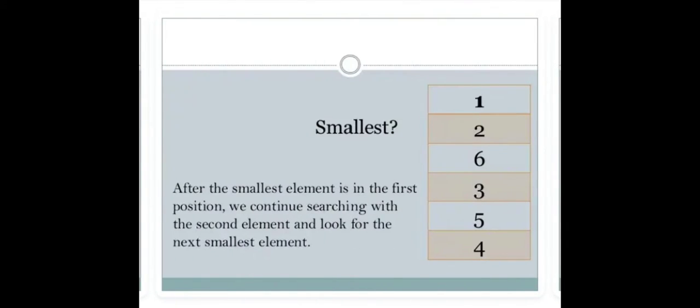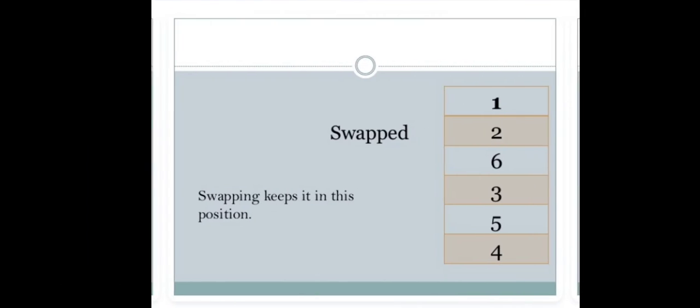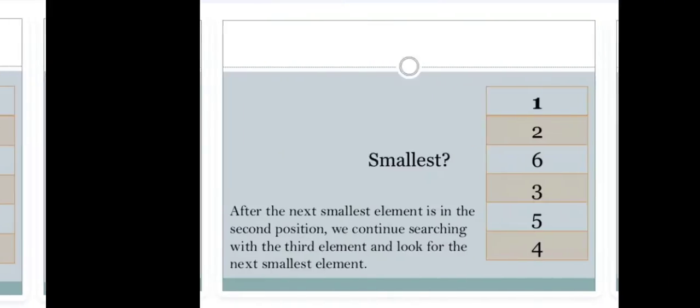Now, after the smallest element is in the first position, we continue searching with the second element and look for the next smallest element. In this special case, the next smallest element is in the second position already. Swapping keeps it in this position.